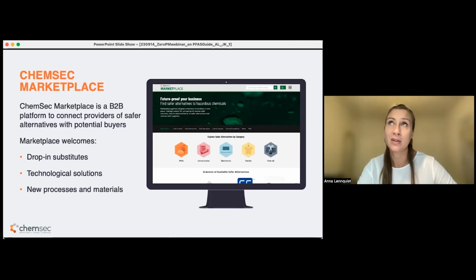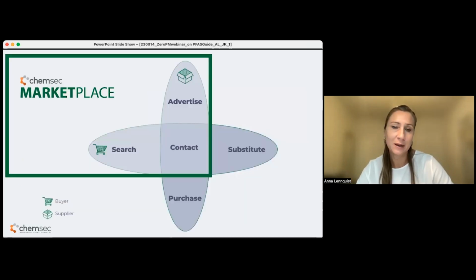And we would like to emphasize also that we see substitution and alternatives as something that can be very broad. It's rarely possible to find a specific drop-in chemical that works exactly as the one you're replacing, but you often have to look a bit broader. So therefore, an alternative is not always another chemical. It can also be a technological solution or a different process or to use a different material. So all kinds of alternatives or solutions that can be used to replace a harmful substance are welcome on the Chemsec marketplace.